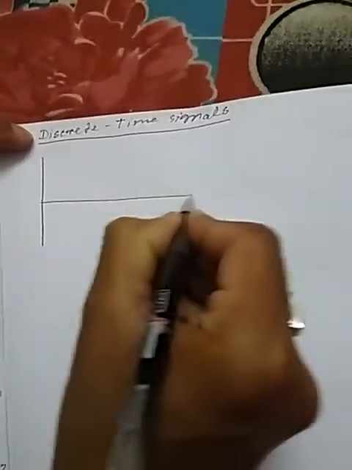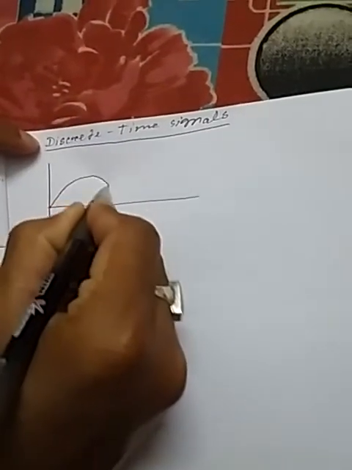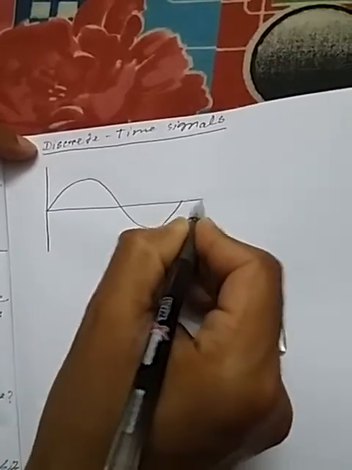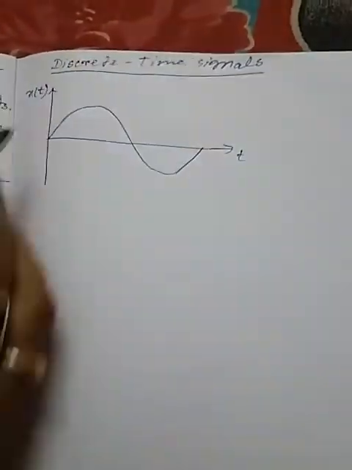Now, what is discrete time signal? Before going to the topic discrete time signal, you have to know what is continuous time signal. Continuous time signals are the signals that are defined for every instant of time. Example, a sine wave. Suppose this is the signal. This is time axis small t, and the signal is represented by x of t.